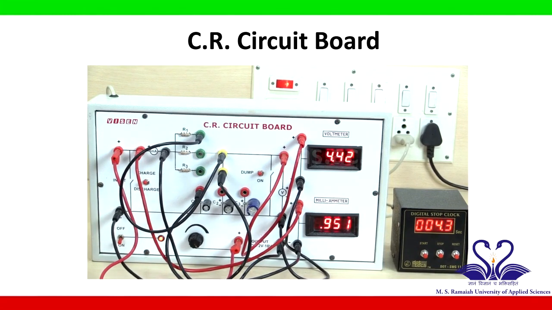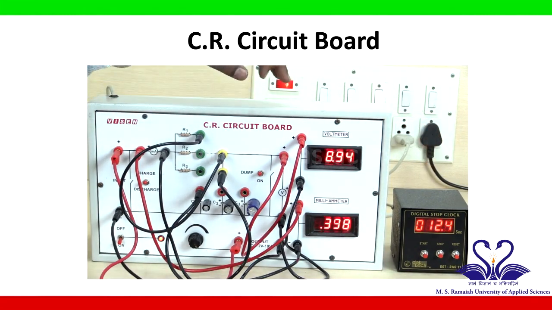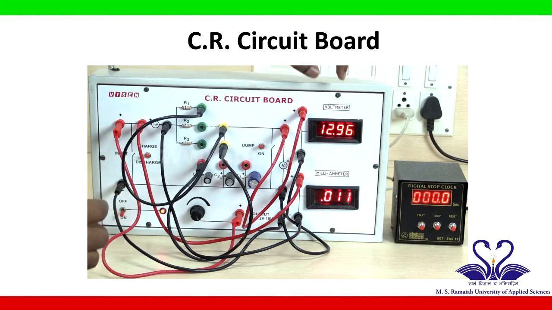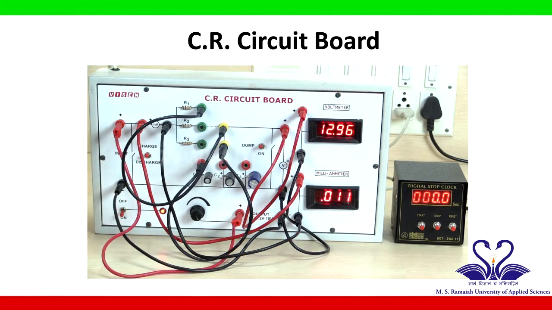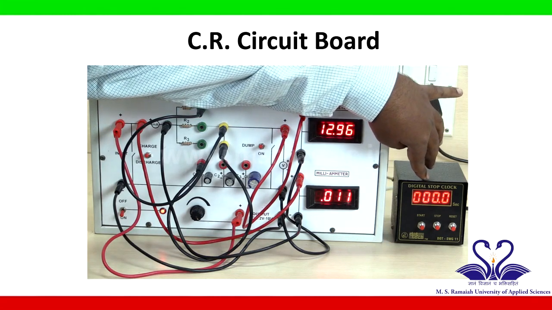Now note down the reading for every 10 seconds, voltage and corresponding time. Note down the voltmeter reading for every 10 seconds until the voltmeter reading shows constant value. Now, after that, switch off the timer.